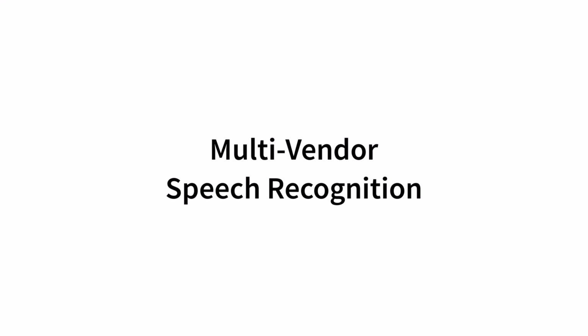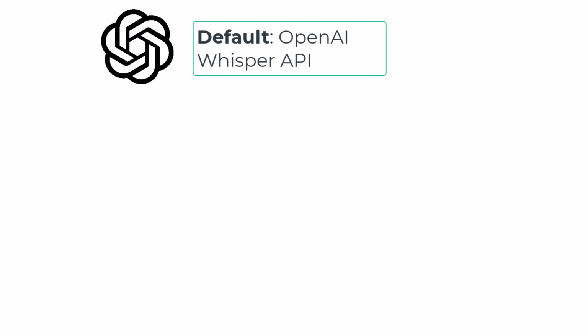It is a multi-vendor speech recognition brought by the latest release. By default, 3CX uses the OpenAI Whisper API to create call transcriptions, but sometimes other APIs provide better quality or lower prices. This new feature allows you to use different APIs to create call transcriptions. Let's check which APIs are supported now.